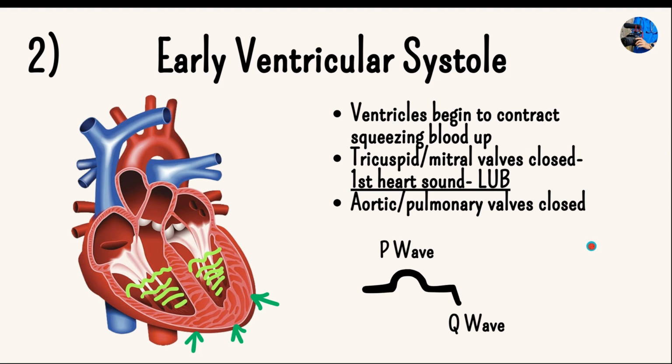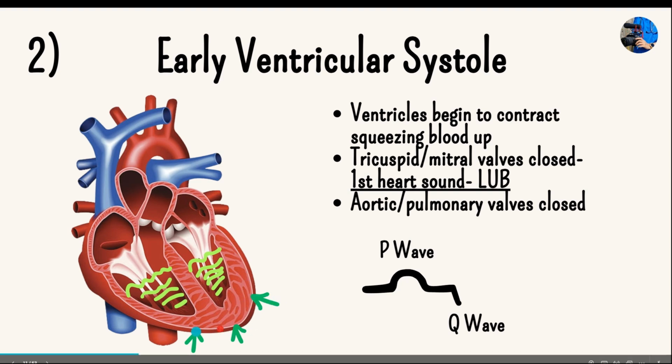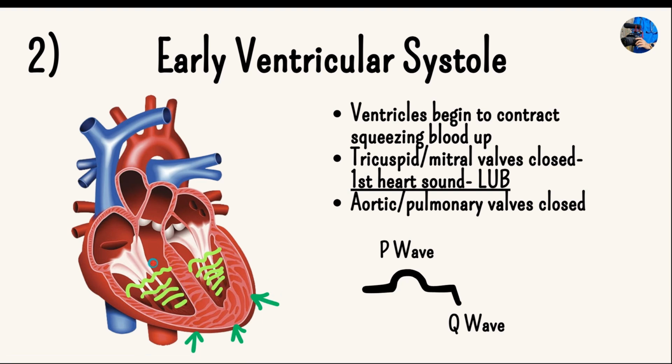Right. Now, again, thinking about what's happening actually inside the heart, if we looked at the heart, we are getting early ventricular systole. Now, what that means is that the ventricles are beginning to contract and we're trying to squeeze that blood up the way, because ultimately we want to get it out to the rest of the body through our aorta, and we also want the deoxygenated stuff to get to the lungs to become oxygenated. So we're aiming our energy, trying to get it up through the aorta and the pulmonary artery. Now, during this time, you'll actually hear the first heart sound.